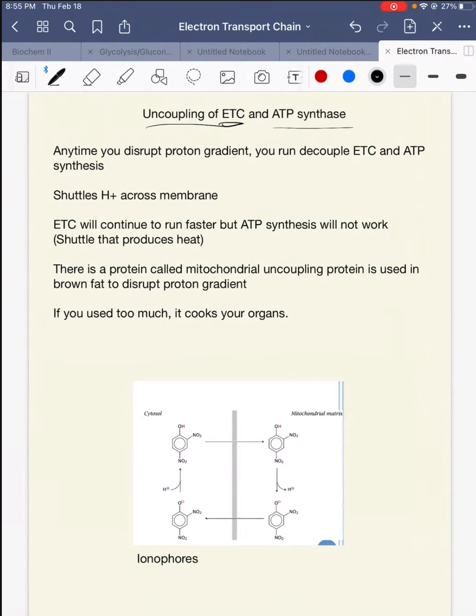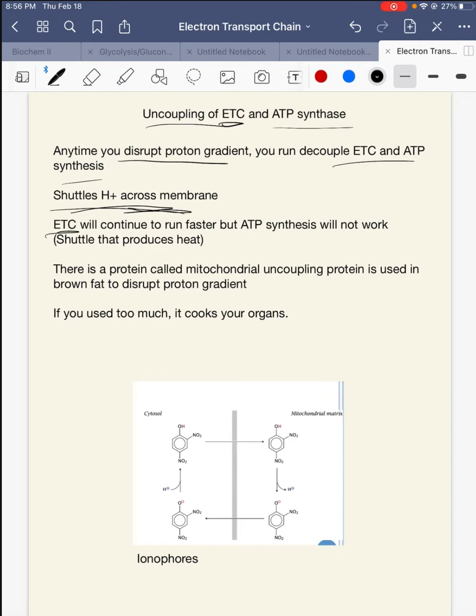So we disrupt the proton gradient with an uncoupler. So we decouple ETC and ATP synthase. We're still creating a proton gradient from complex 1, complex 3, and complex 4. But because we have this uncoupler, it shuttles H plus across the membrane. So now ETC will try to work harder to create that proton gradient that's being lost. So ETC actually starts running faster whenever we have an uncoupler, and it will consume more oxygen.